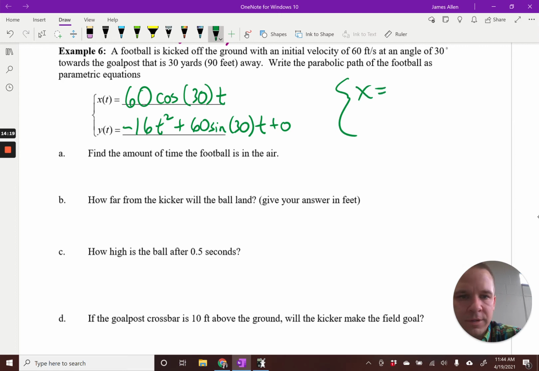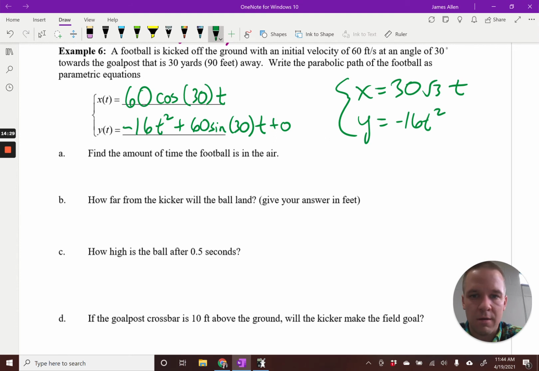So we'd have x equals, cosine is root 3 over 2, so we're going to have 30 root 3t, and then y is going to be negative 16t squared, nothing to do there. Sine of 30 again is 1/2, so I'm going to have plus 30 because half of 60 is 30 t, and that's it. Yeah, no plus 0. Cool.